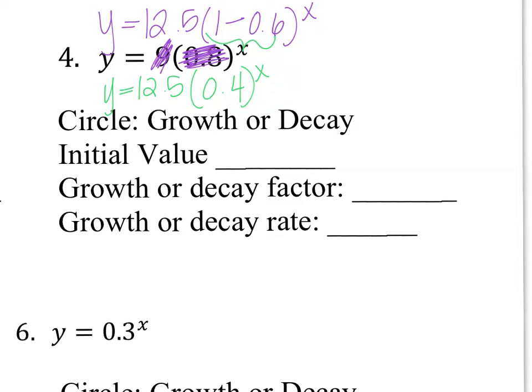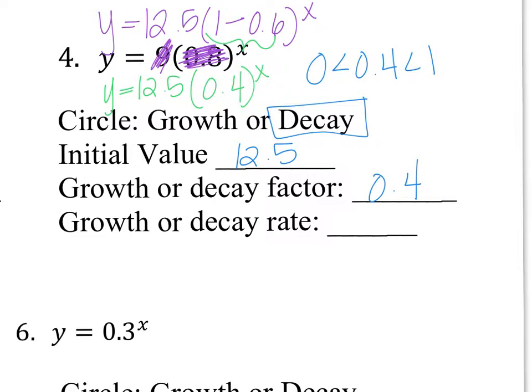So now that I have my new equation, I need to decide if it's growth or decay. Well, 0.4 is in between 1 and 0, so it's going to be decay. Now, what is my initial value? It's whatever is on the outside, which is 12.5. What is my decay factor? That's just the value of B, so it's going to be 0.4. And then my decay rate, and again, rate equals 1 minus B this time with decay. So I'll have 1 minus 0.4, which is coincidentally 0.6. That is my decay rate.